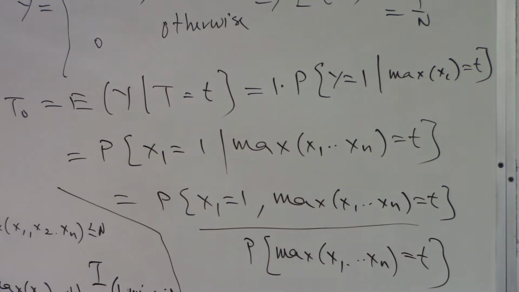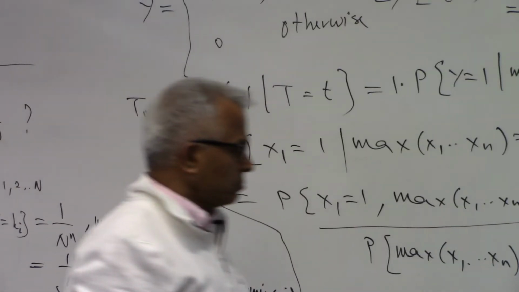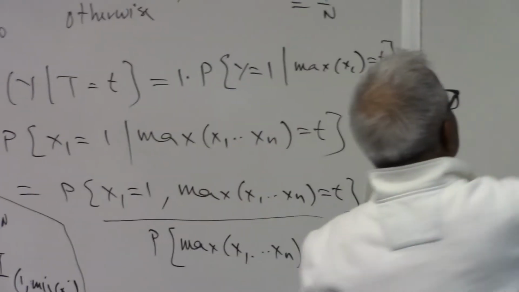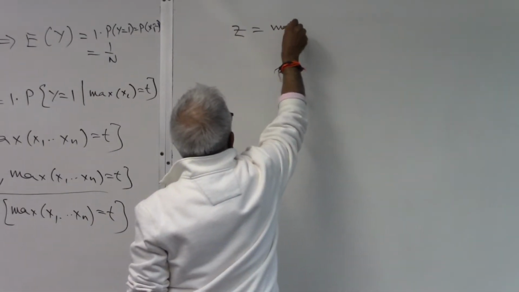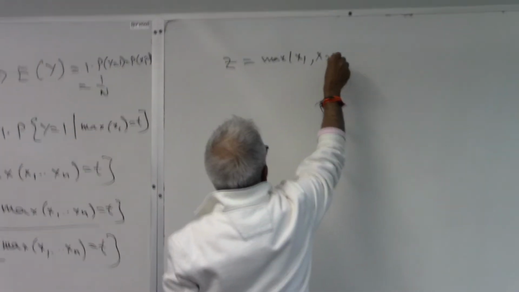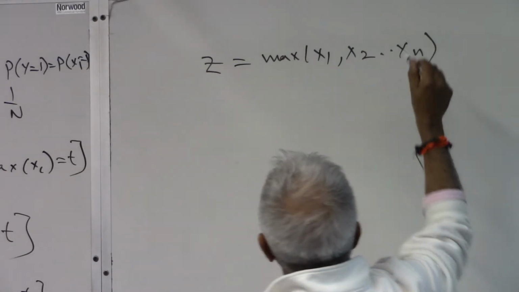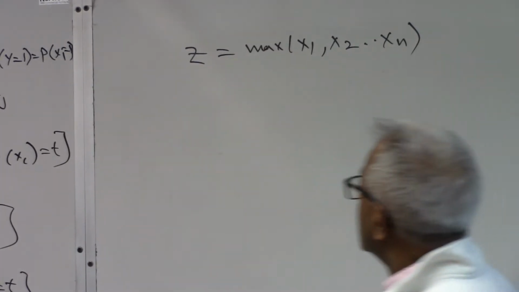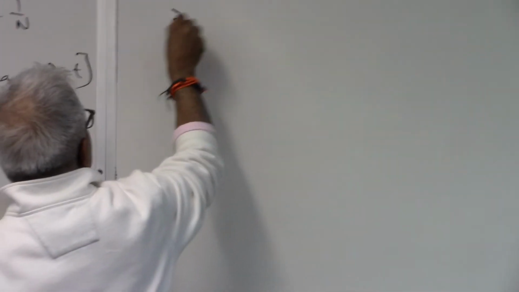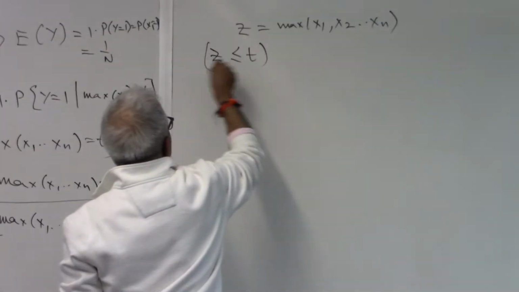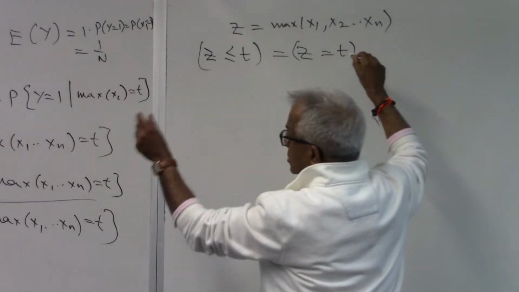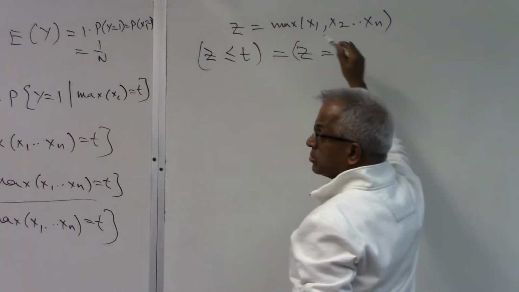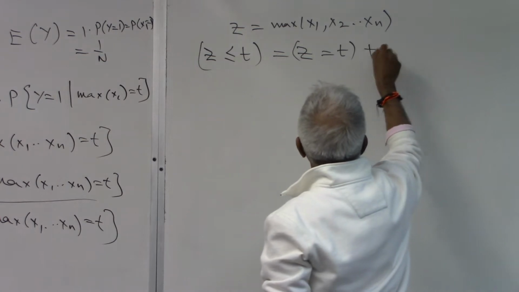Let me define z to be the maximum of x1, x2, etc., xn. As I said, this is true, right? Because these are discrete random variables, t jumps 1, 2, 3, etc.